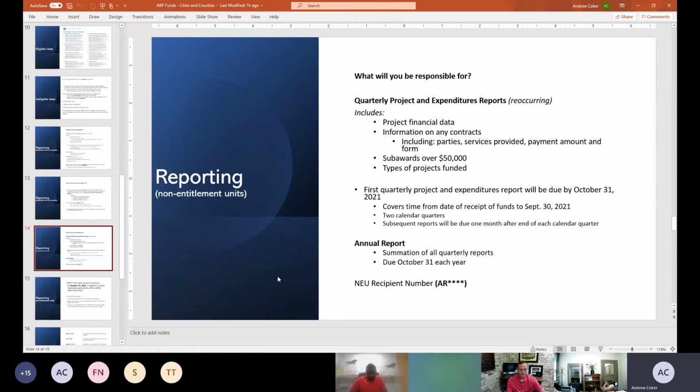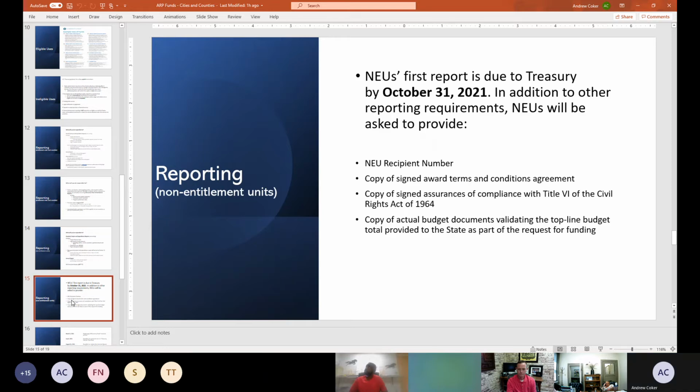With this, the NEUs, the non-entitlement units, will be receiving a NEU recipient number, which will be used for reporting on these funds. You will receive this number upon successful requests for funds through the state. So once you see this number, please keep track of it. It'll be extremely important over the next few years to make sure we have this information.